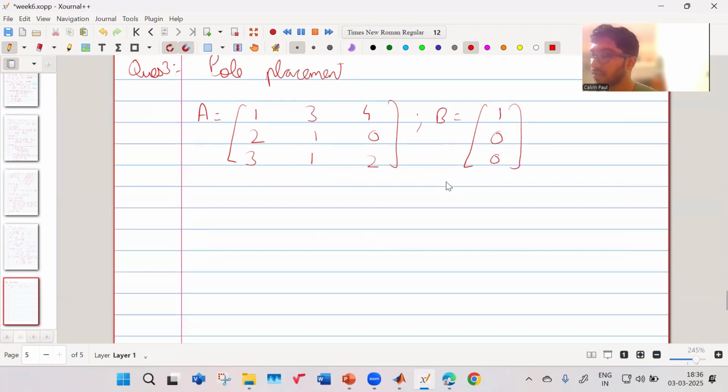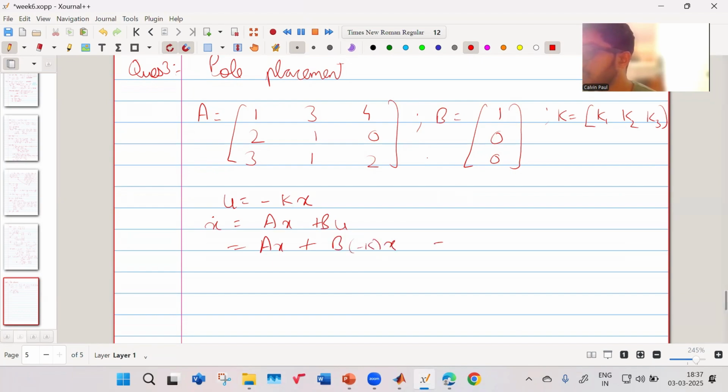Now we have to find the pole placement. So what we do is assume a gain vector K given by K1, K2, K3. And we'll assume that our control law is U equal to minus Kx. So x dot will be equal to Ax plus BU, which transforms to Ax plus B into minus K into x. So it is (A minus BK) into x.